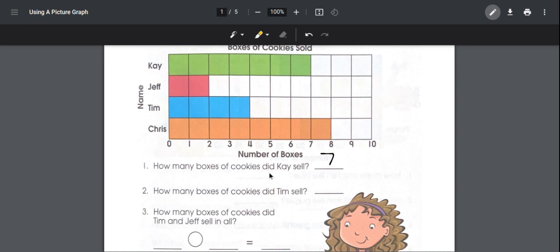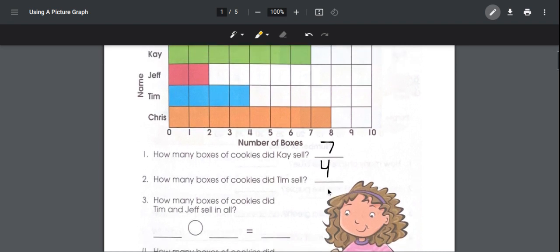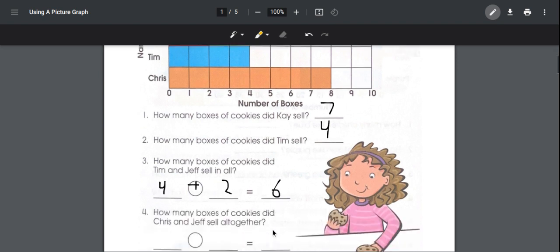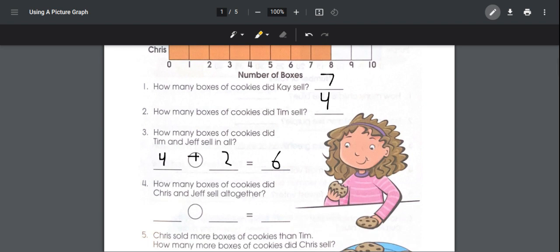On number two, how many boxes of cookies did Tim sell? Tim sold 1, 2, 3, 4. Tim sold 4 boxes of cookies. How many boxes of cookies did Tim and Jeff sell in all? So Tim sold 4, and since it's in all, we have to add. And then we have to find how many Jeff sold, which was 1, 2. So they sold 4 plus 2, which is 6 in all.